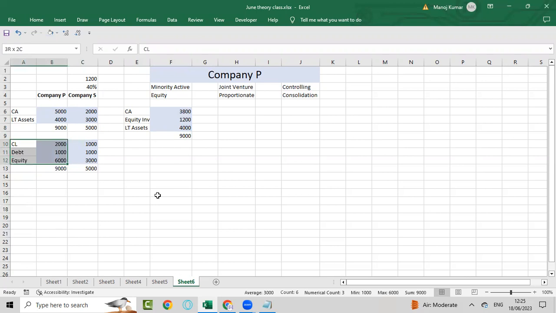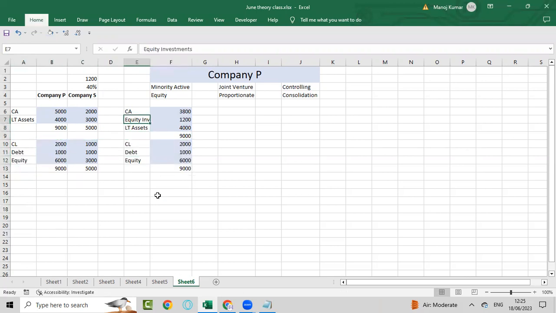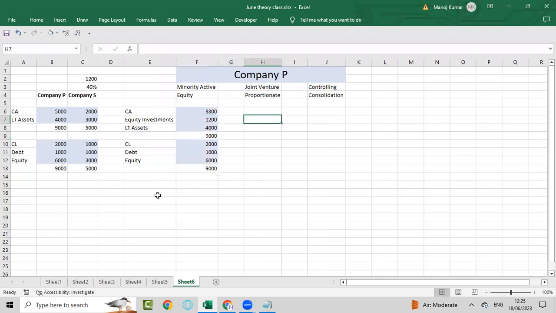Current liability, debt, equity, everything will be constant, no change. Very simple. Now in this case, what will be my current assets? Cash 5,000 minus 1,200. These are my own assets. Plus, this is a proportion method, so 40% of this I will add. Clear? Now this will be 0.